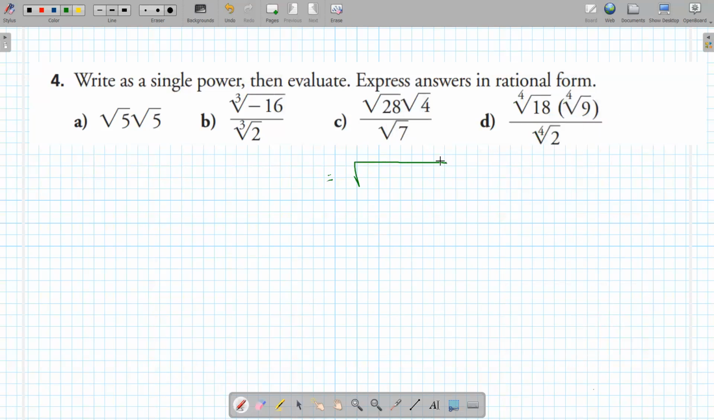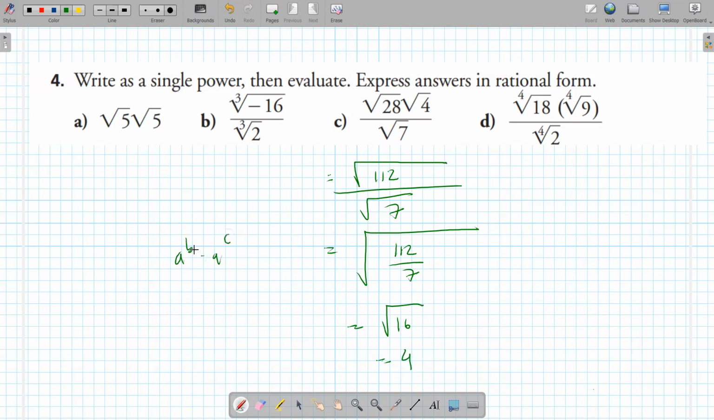So here what I'm going to do is 28 times 4. I'm just going to multiply them as one big index, 112 over 7. Same idea here. The indexes are the same. We can combine this as 112 divided by 7, which becomes the square root of 16. What's the square root of 16? 4. 4.